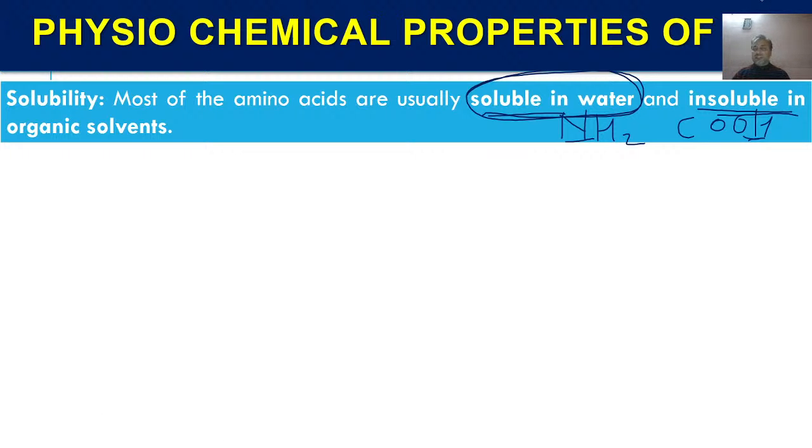So amino acids are water soluble, meaning hydrophilic in nature. Any hydrophilic substance will be lipophobic, meaning it is not going to dissolve in lipids. So amino acids are water soluble and lipid insoluble. Clear? Is it clear to everyone?